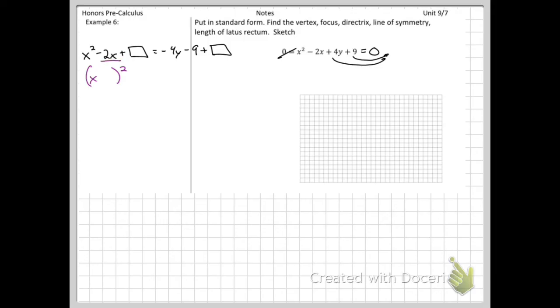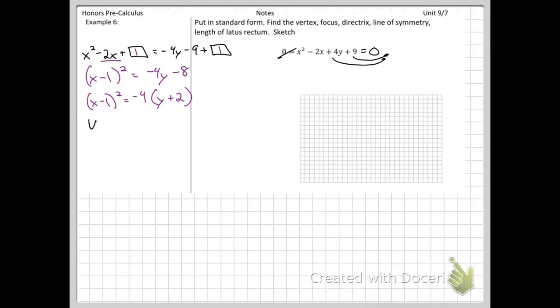Middle term is negative 2x. Half of that is negative 1. Squared is 1. 1 for both boxes. Negative 4y. Negative 9 plus 1 is minus 8. This is still not in what you're now going to learn as standard form because it does not have a single positive y. So I'm going to keep (x minus 1) squared, but I need this side to be a single positive y, which means I need to factor out negative 4, and when I divide by negative 4, I get plus 2. Now we should be able to figure out some of our answer blanks.